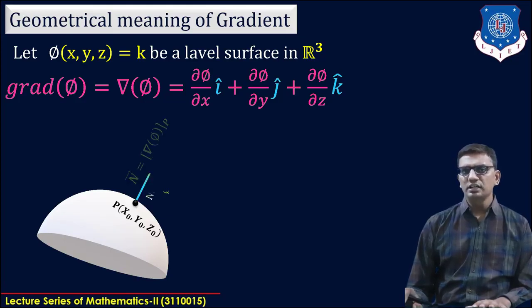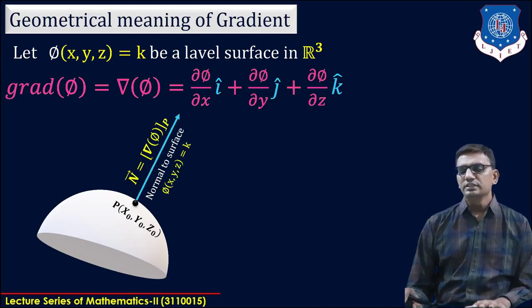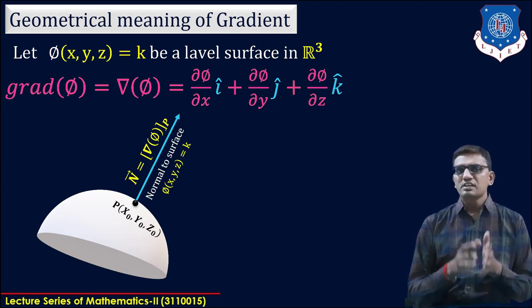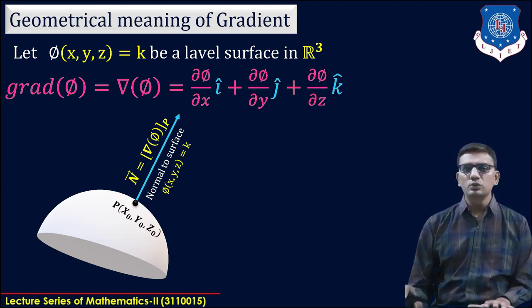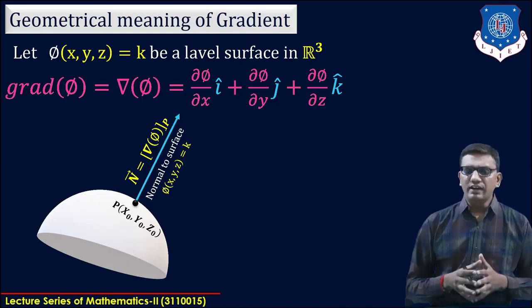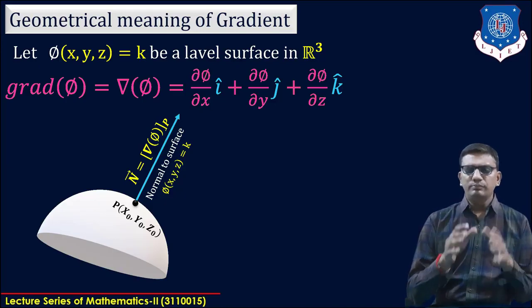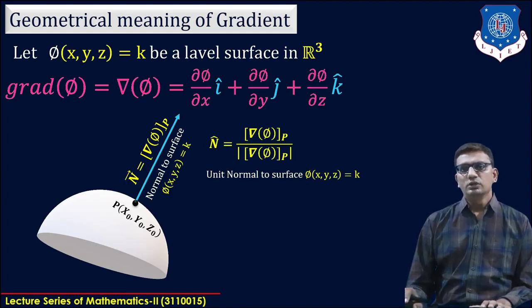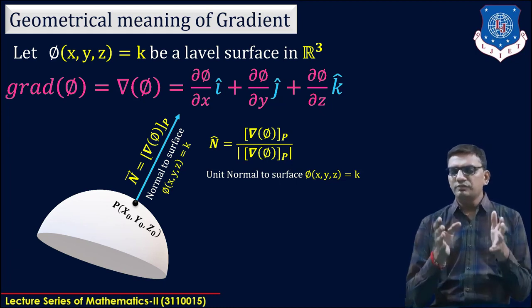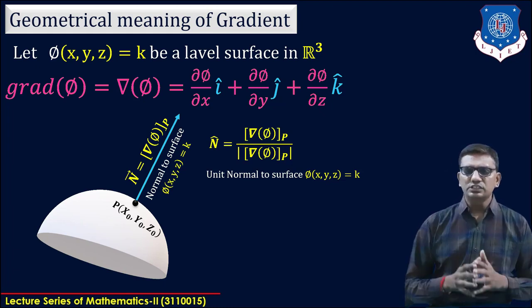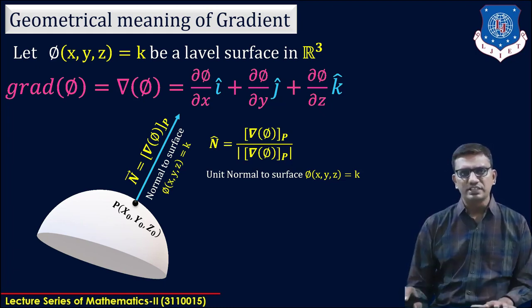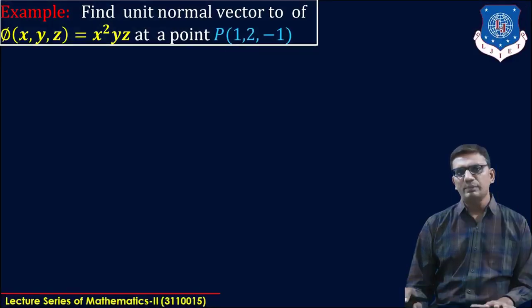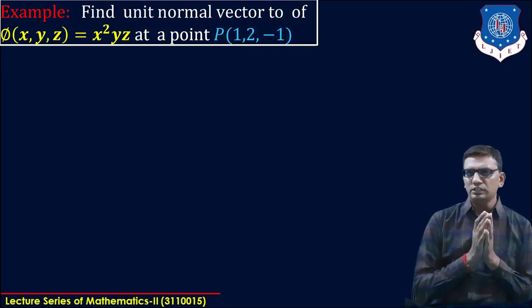That means the gradient of function phi, denoted as n bar, is a normal vector to the surface phi of xyz equal to k. And if we divide the normal vector by its length, then we have n caret equal to del phi at point P upon modulus value of del phi at point P, which is a unit normal vector to a surface. Now we will see one example of unit normal vector to a surface.